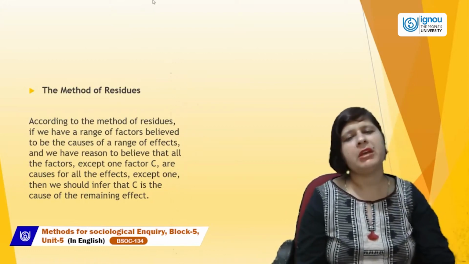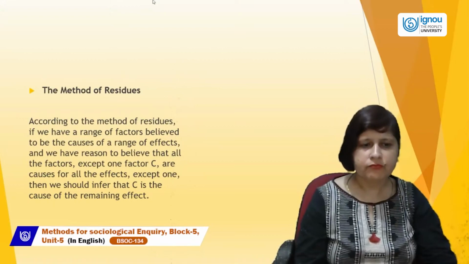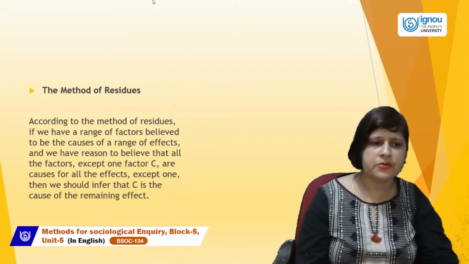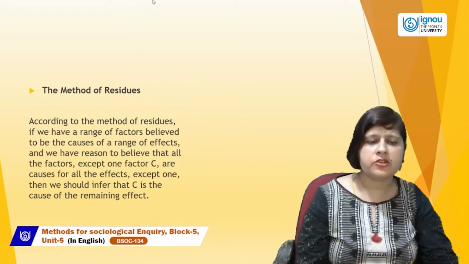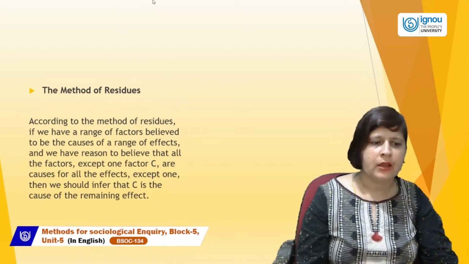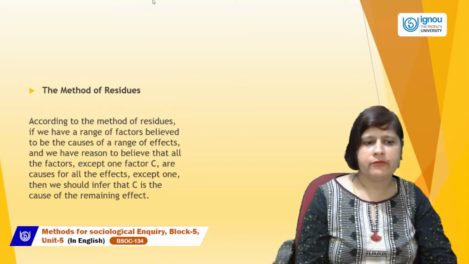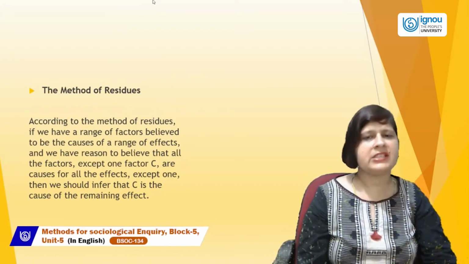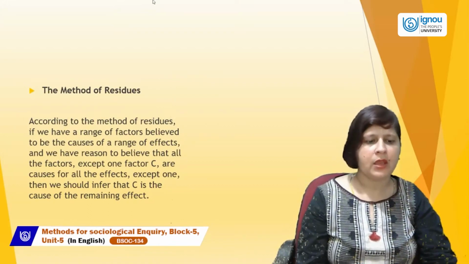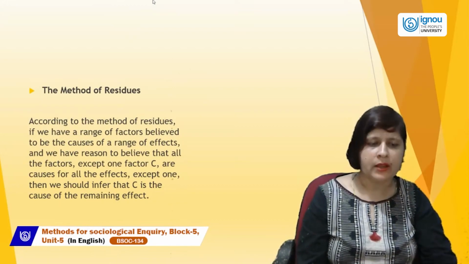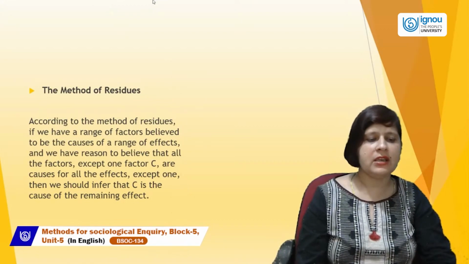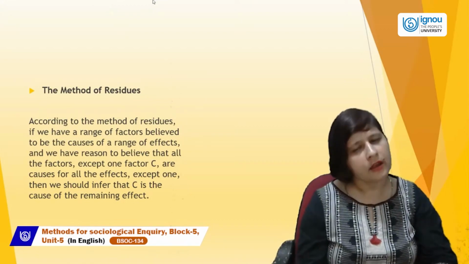Next method is the method of residue. According to the method of residues, if we have a range of factors believed to be causes of a range of effects, and we have reason to believe that all the factors except one factor C are causes for all the effects except one, then we should infer that C is the cause of the remaining effect.